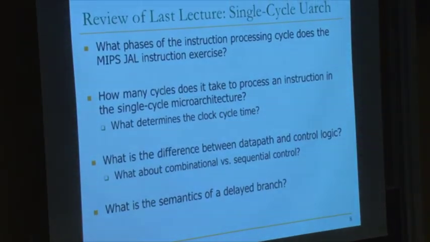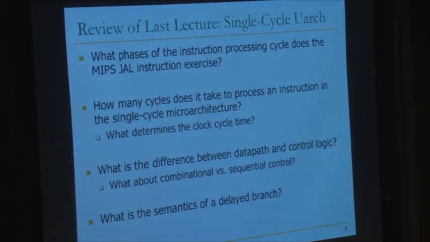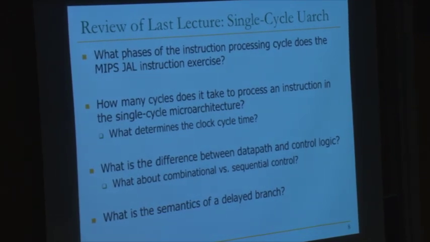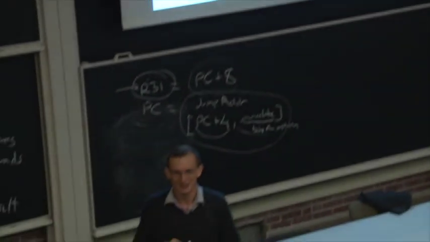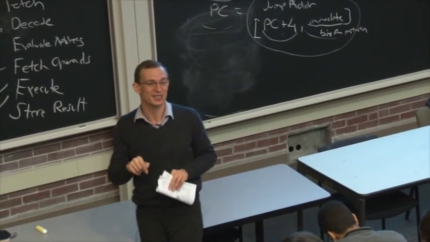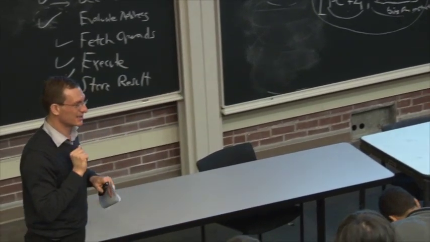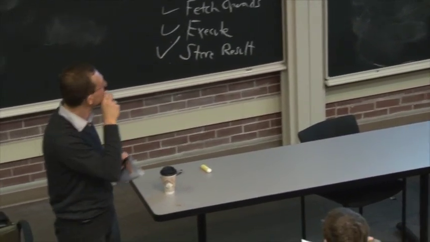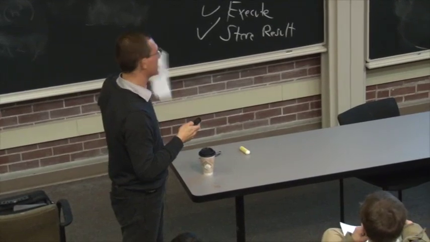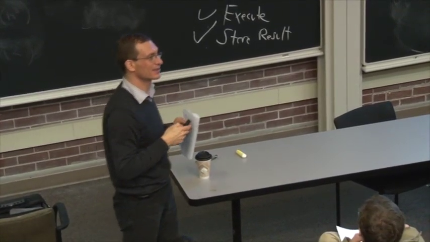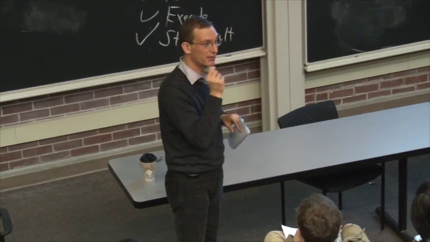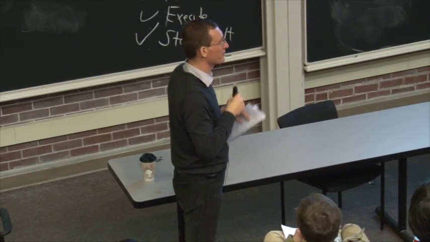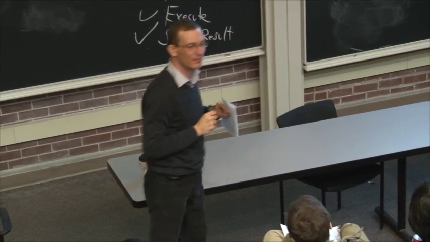Do you guys remember this one? Last part of the lecture. What is the semantics of a delayed branch? Always executes the instruction after a branch. That's right. Always execute the next sequential instruction, even if the branch is taken. That's the semantics. And we've discussed this at the end of last lecture, so hopefully it was interesting. But this will become clear when we cover pipelining, a lot more clear.